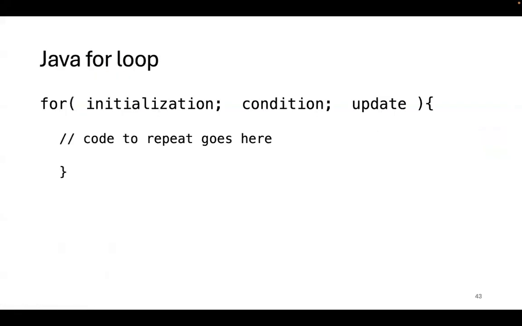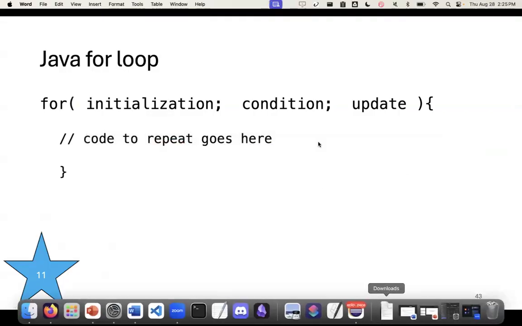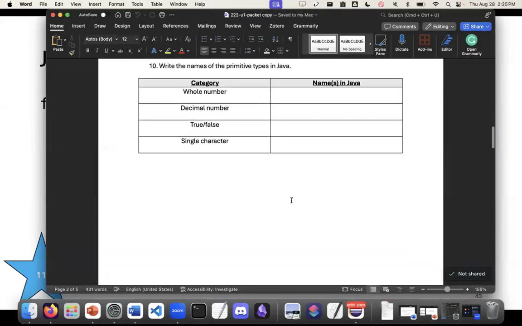So this is the bare bones of a Java for loop. We've done this and now, so it's the word for, parentheses, initialization, condition, and update. And then inside the curly brackets, that's where the code to repeat goes. And I also have this note-taking packet that we've skipped over a whole bunch of.